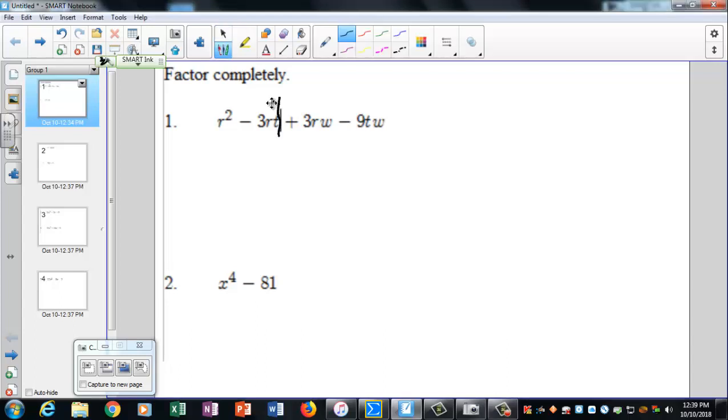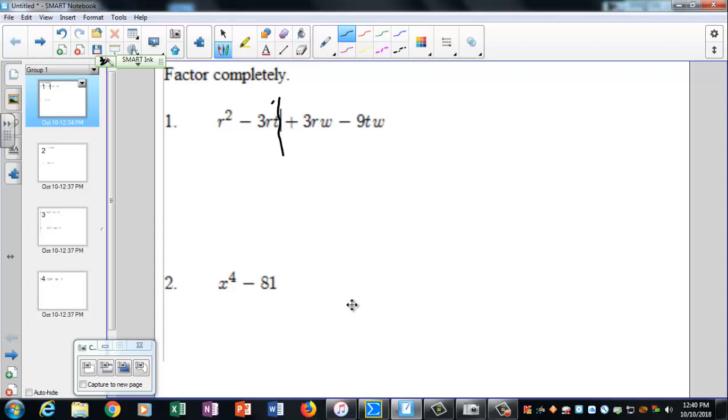All right. So we're going to group these down the middle. Now, I gave you a guide, and on that guide, I tried to walk you through how to factor.